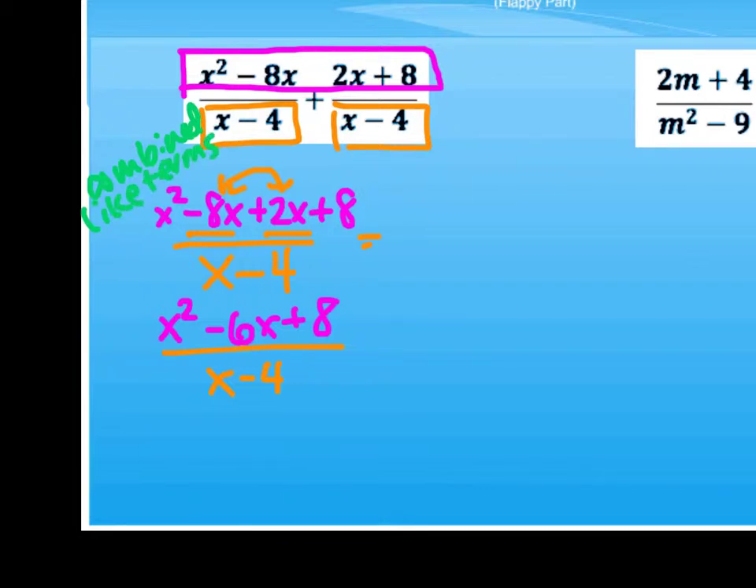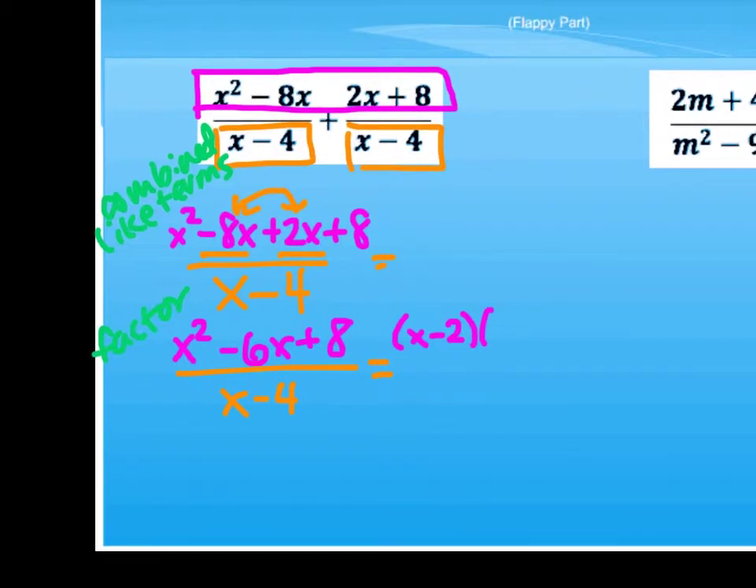Our next step will be to factor. So to factor x squared minus 6x plus 8, we can do bottoms up on this, or we could think about it and guess and check. If we thought about the factors of 8, we have 1, 2, 4, and 8. So 2 and 4 are going to be the numbers we're working with because we have a negative 6 there. So we have x minus 2 times x minus 4.